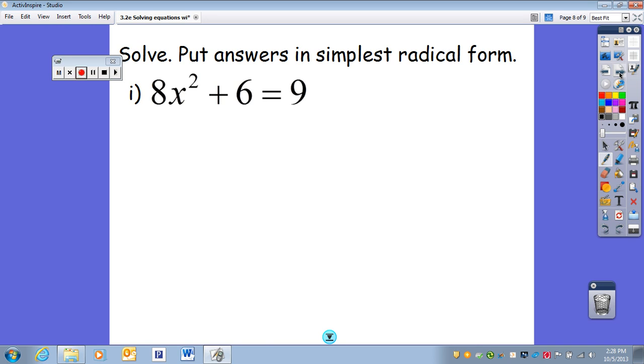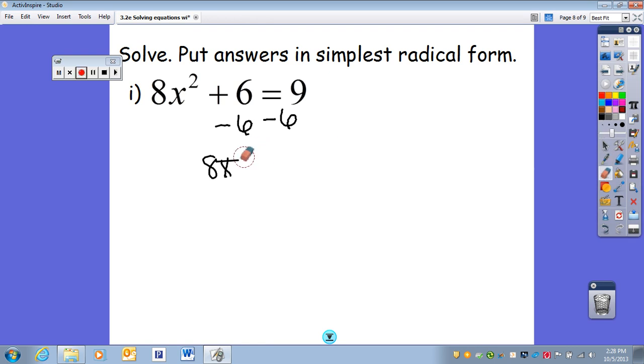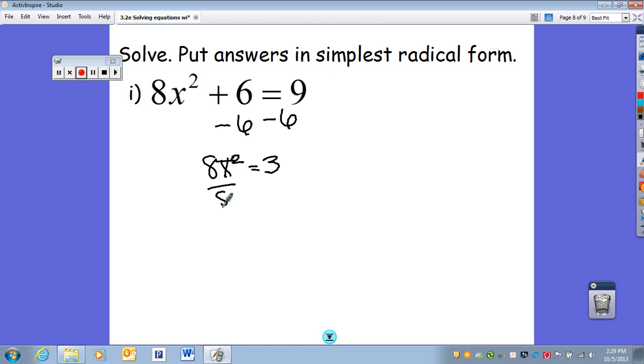In our next example, we have 8x squared plus 6 equals 9. So we're going to subtract 6 from both sides. 8x squared is equal to 3. And we're going to divide both sides by 8. So we have x squared is equal to 3/8. And then we're going to take the square root of both sides. So I have x is equal to plus or minus, and I'm going to separate these into my numerator and my denominator.